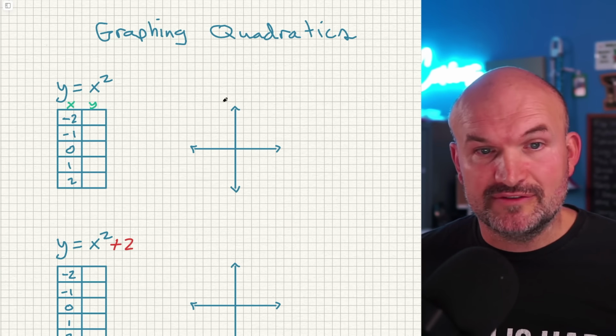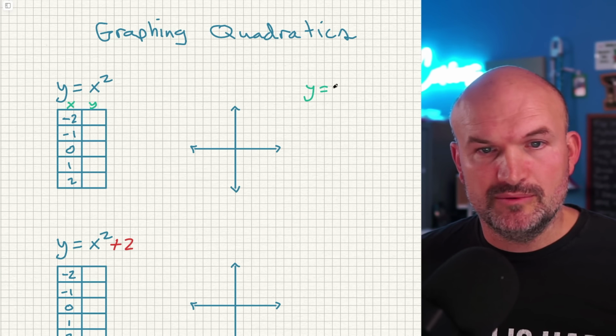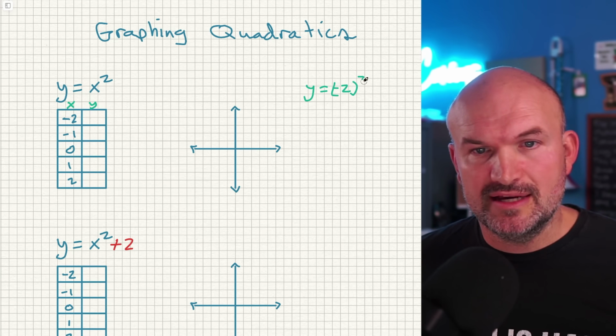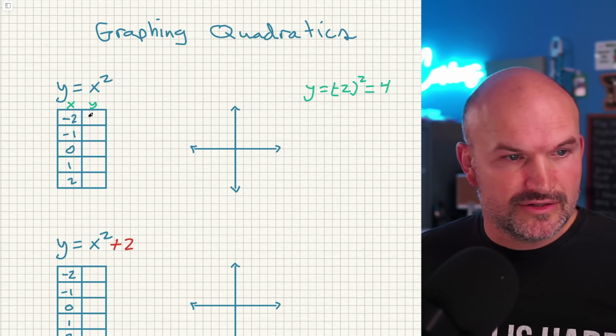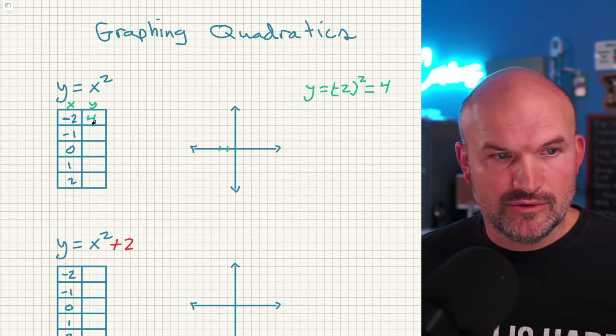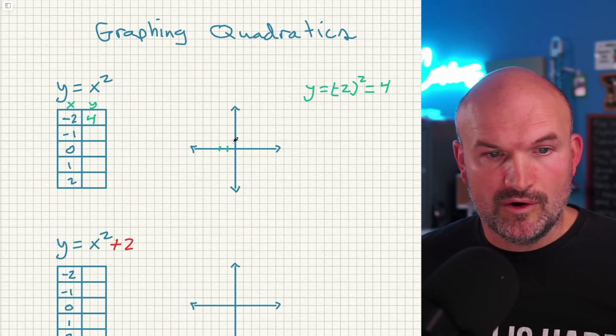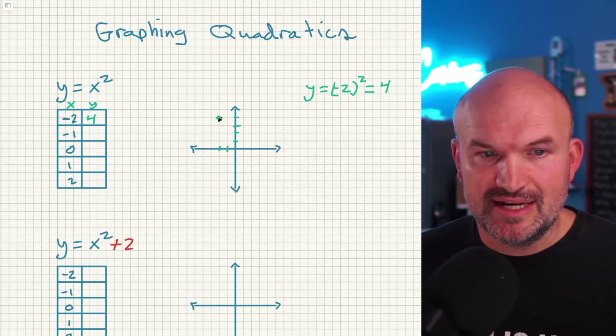So in this case, I'm going to have -2 for x. What is going to be my y? So all I'm simply going to do is plug in -2 for x and then square it. Now, -2 squared is going to give me a +4. So I'm going to put a 4 over here. And then on my graph, I'm going to go to -2, which represents the x-coordinate, and then 4, which is going to represent the y-coordinate. And that point is going to be represented right there.